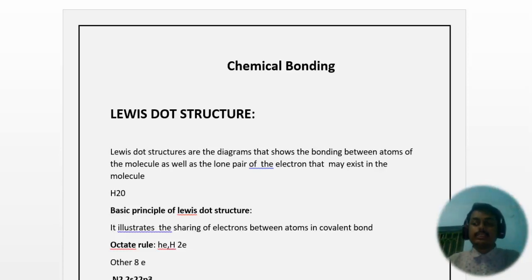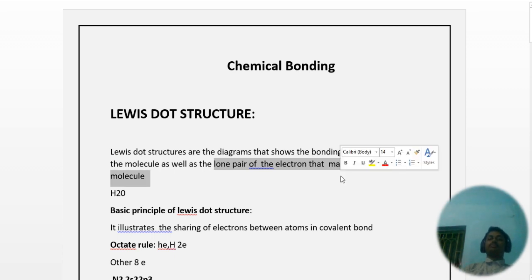I am from Jadavpur University and the subject is NEET chemistry and the topic that I have chosen is chemical bonding. So the first topic of chemical bonding is Lewis dot structure. Now what is a Lewis dot structure? Lewis dot structures are nothing but the diagram that shows the bonding between the atoms of the molecule as well as the lone pair of electrons that may exist in the molecule.